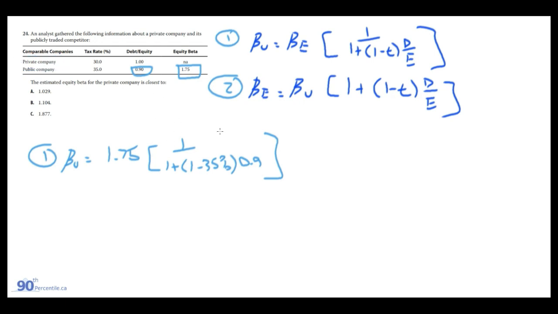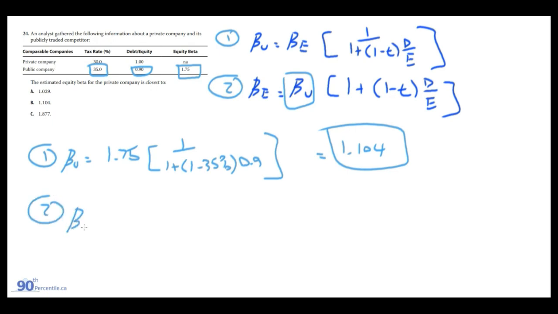So you're essentially stripping out the capital structure decisions of this public company, and then we're going to relever it using our tax rate, our debt to equity, right? So if we do this, we get a value of 1.104. Great. Now we have this, which we can plug in for step 2.